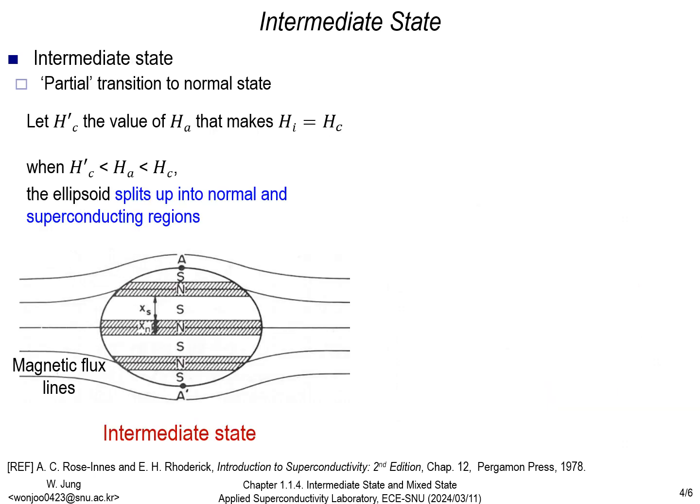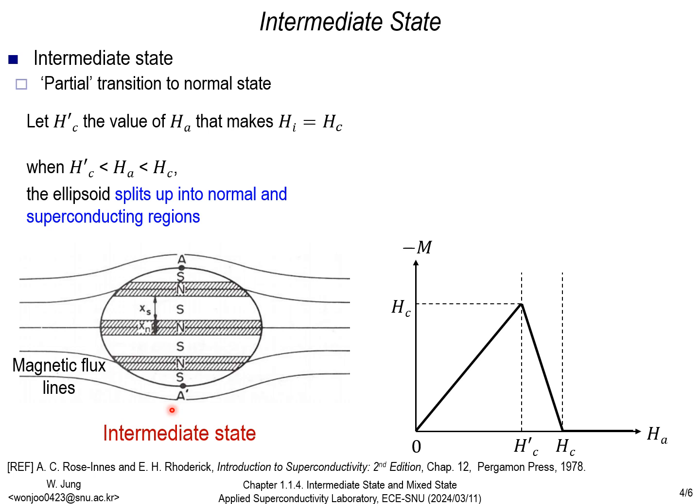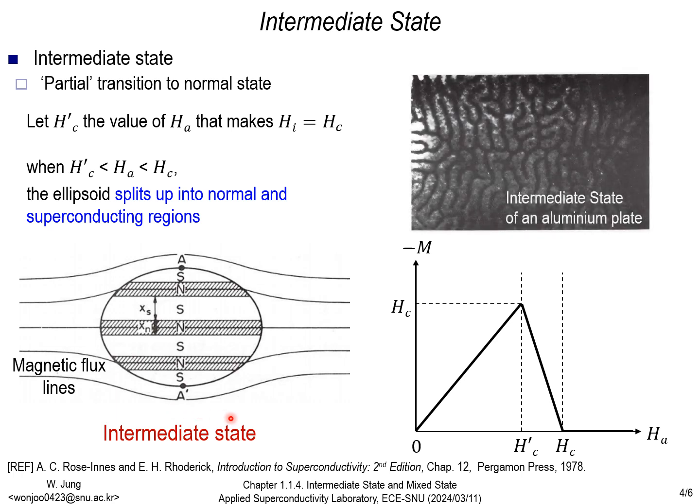When the applied magnetic field is gradually increased, such that the field inside the superconductor reaches the critical magnetic field, the superconductor enters the intermediate state. This state is characterized by a partial transition to the normal state, with the superconductor dividing into normal and superconducting regions. The precise value of the magnetic field that induces this state varies depending on the shape and orientation of the superconductor. A real-life depiction of the intermediate state, demonstrated using iron powder and an aluminum plate, is illustrated in the figure.